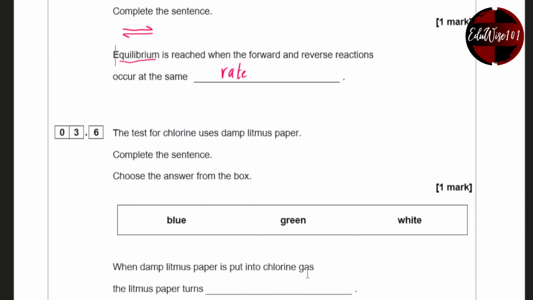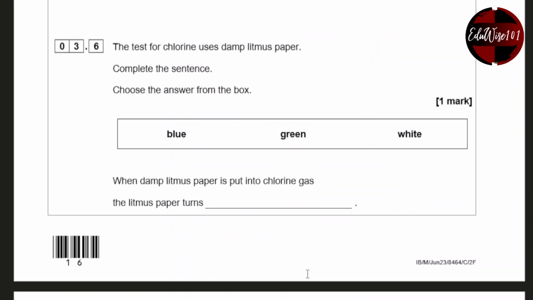The test for chlorine uses damp litmus paper. Complete the sentence. Choose the answer from the box. When damp litmus paper is put into chlorine gas, the litmus paper turns white. Chlorine is a bleaching gas, so it will actually turn it white. It won't turn it blue or green.